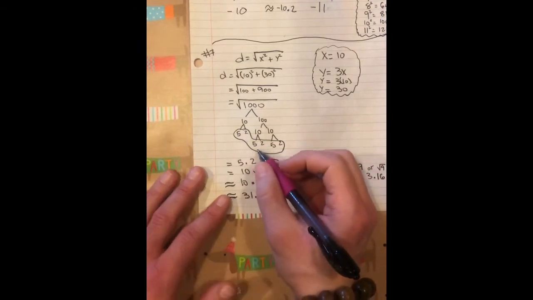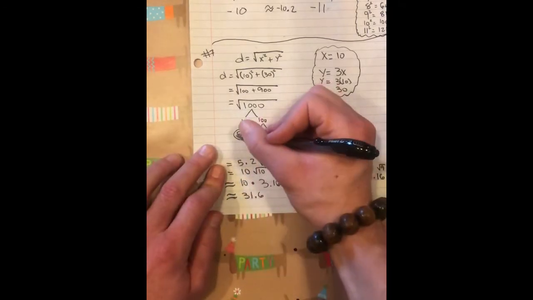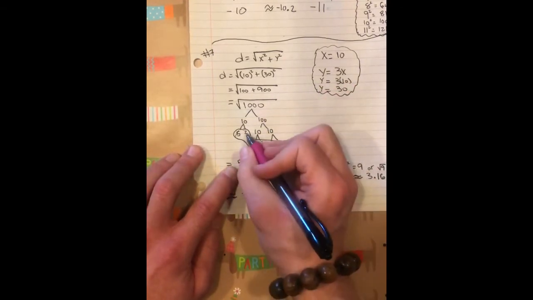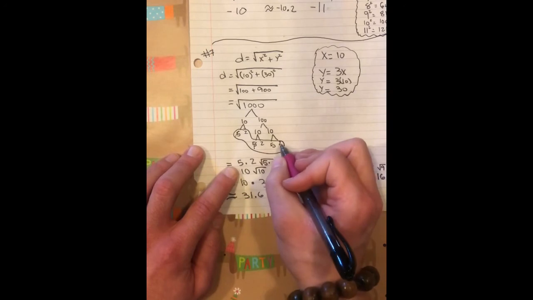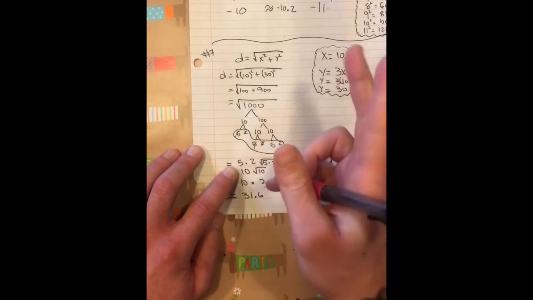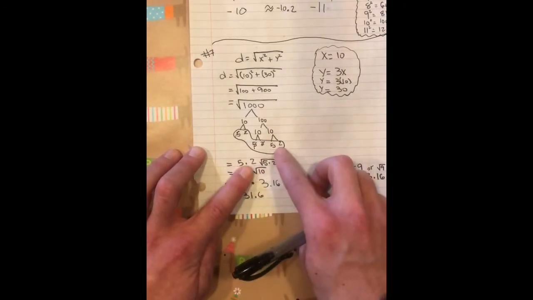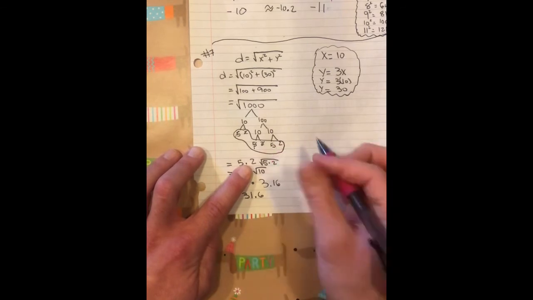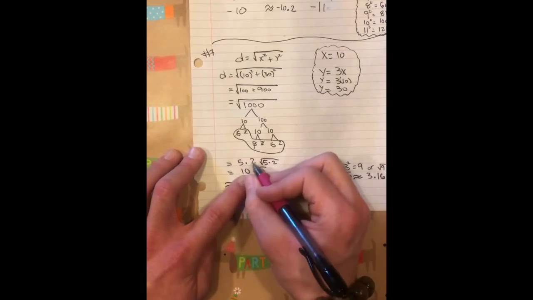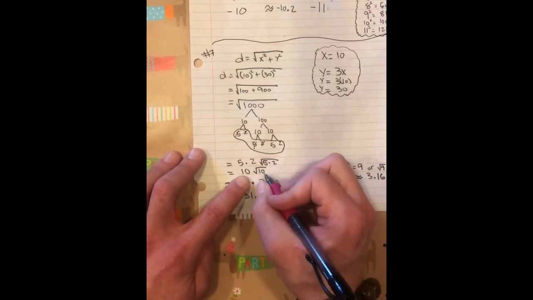So I can only take out groups of 2. So I took these two, smashed them together, and brought 1 out. Similarly, I have 3 2s. So I took a pair of them, smashed them together, and brought 1 out. What is left under the radical? 5 times 2. So I left that under the radical. Now we simplify. 5 times 2 is 10, 5 times 2 is 10, so 10 radical 10.